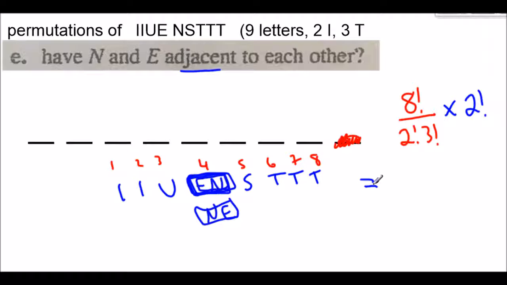So 8 factorial divided by 3 factorial. So obviously you could type it all in, but I just said, hey, this 2 factorial will cancel this 2 factorial. So I just saved myself some time in my calculator. So the answer is 6,720 ways if the N and the E are adjacent.